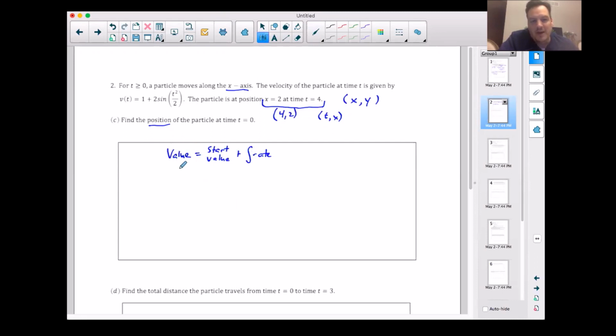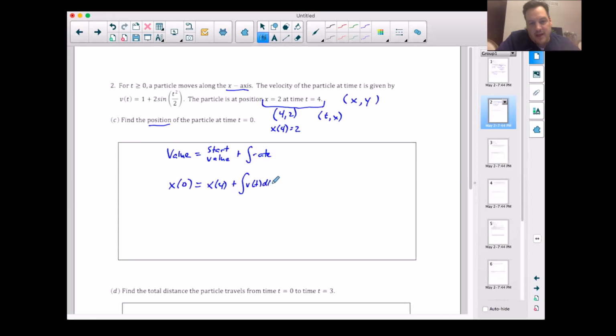So in this case, we want to find the position at 0. That would be x of 0. It's always going to be equal to a starting place. Well, remember, they told us 4, 2, right? When you see 4, 2, that means at time 4, the x value equals 2. So the position they gave us was x of 4, plus the integral of the rate. In this case, the derivative of position is velocity, right?